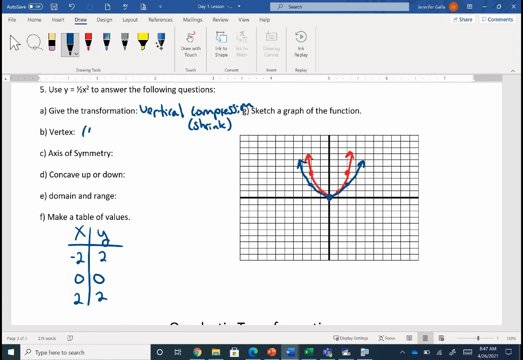Our vertex, again, didn't move. Axis of symmetry didn't move. Still opening up. Still all reals for the domain. And our range, because we haven't moved anywhere, is still greater than or equal to 0. So the only things that cause our vertex, axis of symmetry, and range to change are if we're moving that left and right piece, or up and down. So we have to move our graph for those to change, okay?